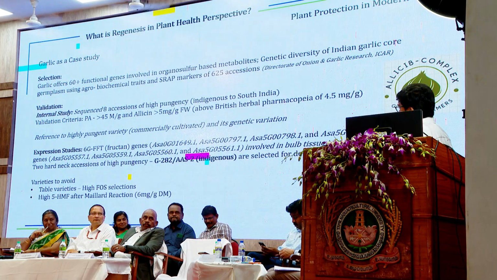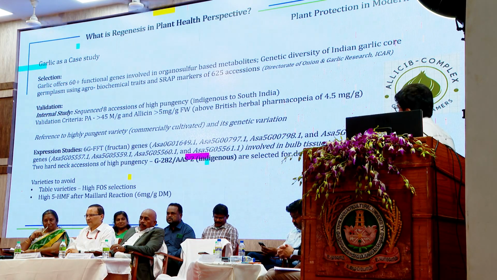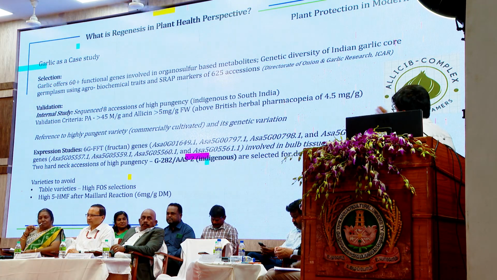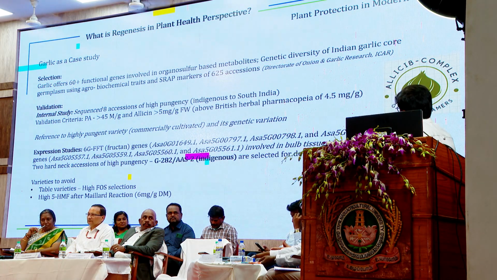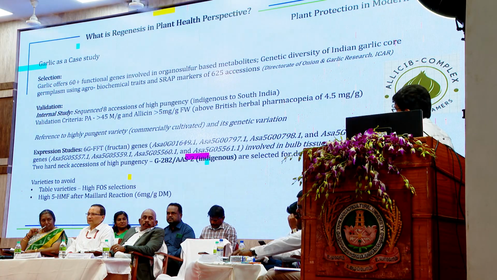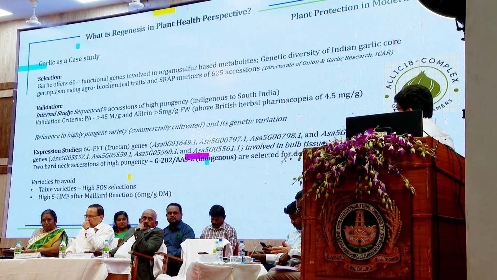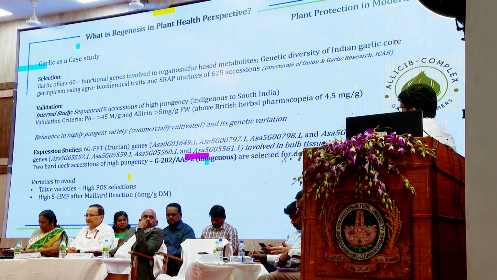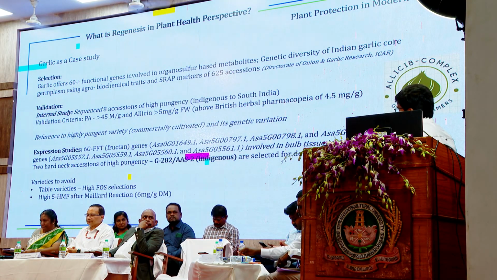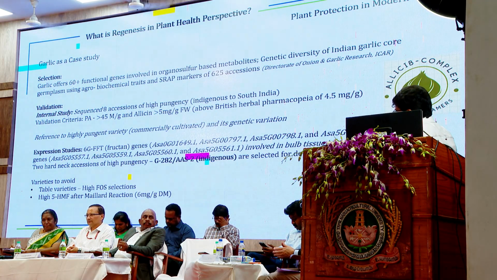You look at the competition. I've taken some accessions in our company, because while selecting the right ecotype for our own nutrition, we have done research on 625 plus accessions that the ICAR onion and garlic research institute has done. We try to pick up the high pungency varieties. I can even quote the Ooty variety. It lost its pungency; what was its pungency once and what is it now? The expression study shows there is a competition during the bulb formation stage between the alliinase genes versus the fructan genes, and then the fructan genes succeed.